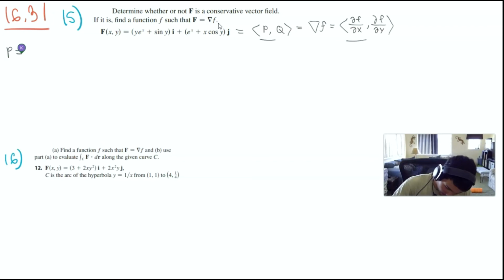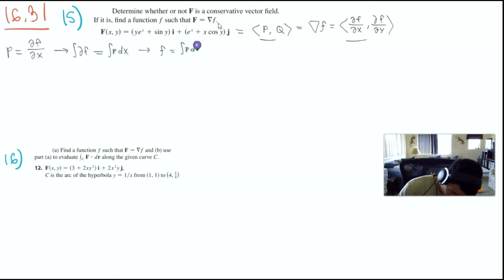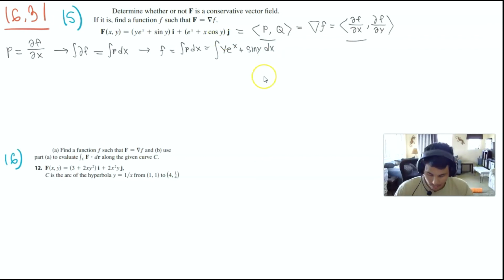So if we say P is equal to df dx, and by the way, this is how I remember it every single time without needing to look up the steps here. Well, if you put dx on the other side, then you have df is equal to P dx. And then if you integrate both sides, then you see that you get f is equal to the integral of P dx. And what is P? Well, P is equal to y e^x plus sine y. So now we got to integrate this all with respect to x.